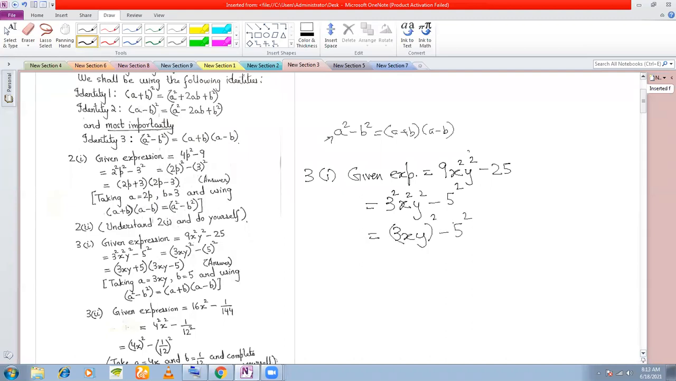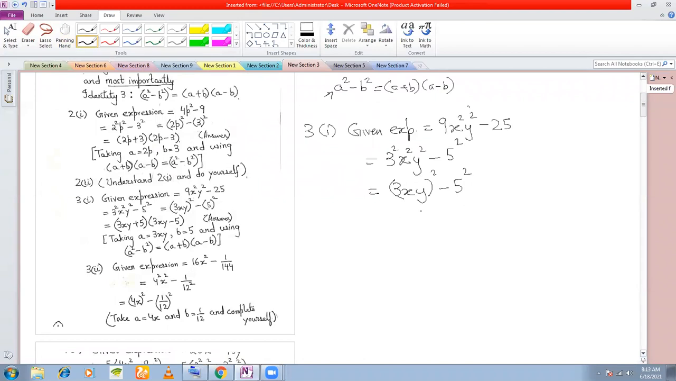minus 5 square. Now you see again, here a is 3xy and b is 5. This is of the form a square minus b square, right? Where a here is how much? 3xy. So a plus b into a minus b. And these are the required factors. Okay. Remember, this minus sign is very important. This minus sign here, this minus sign, this minus sign indicates that this is of the form a square minus b square.